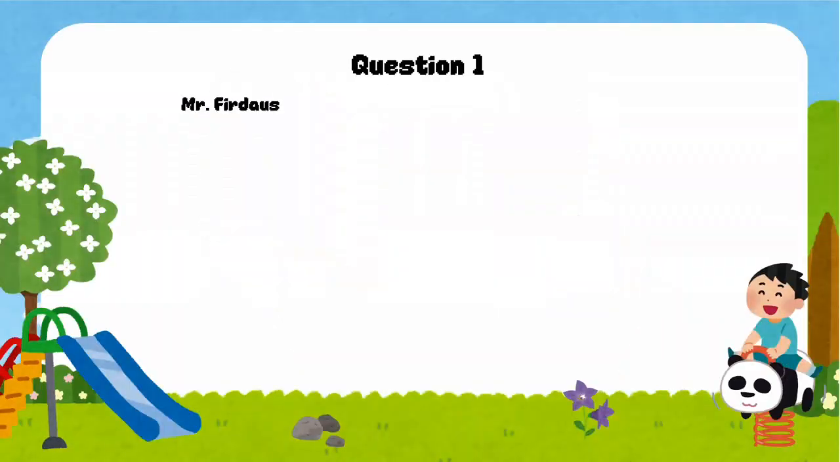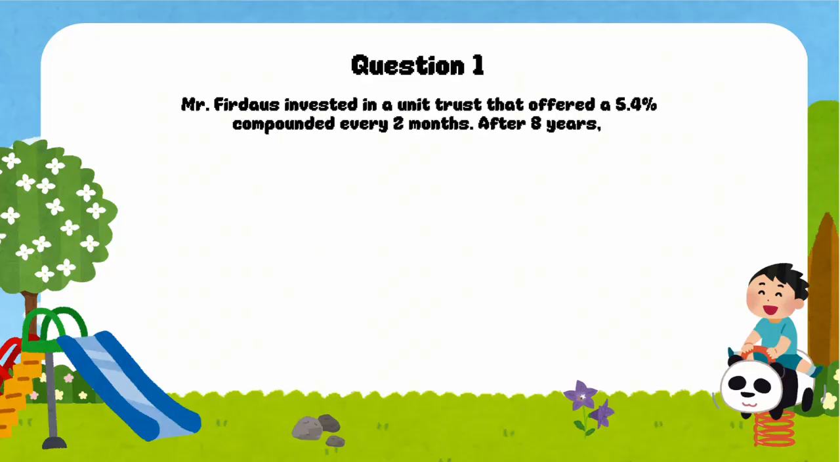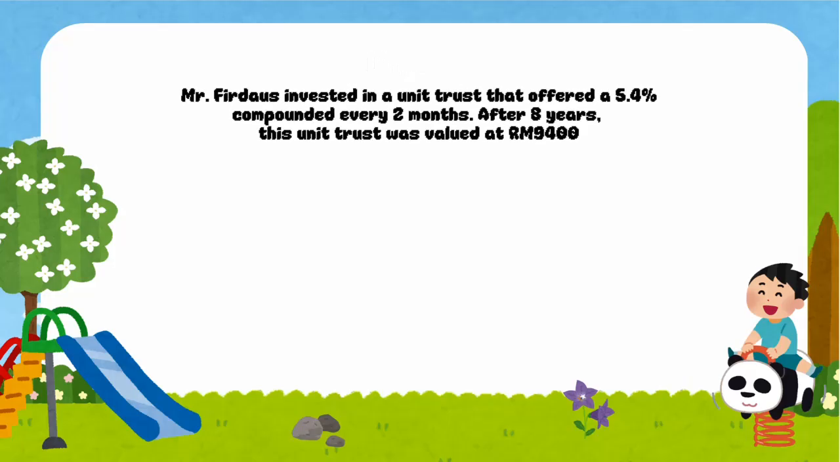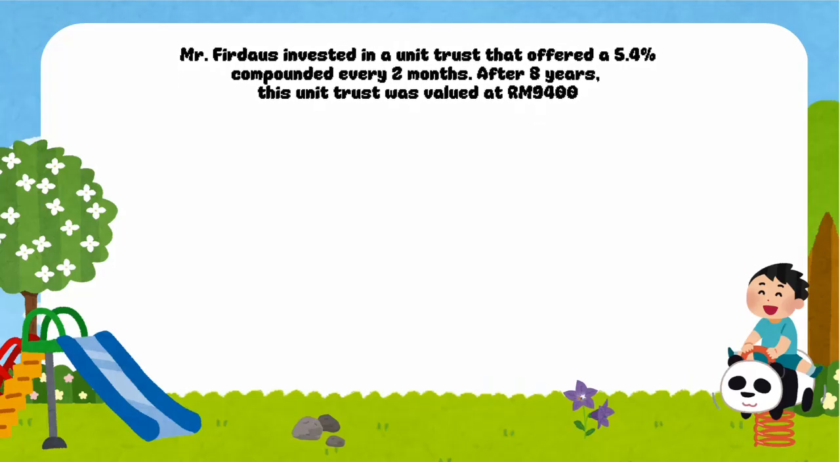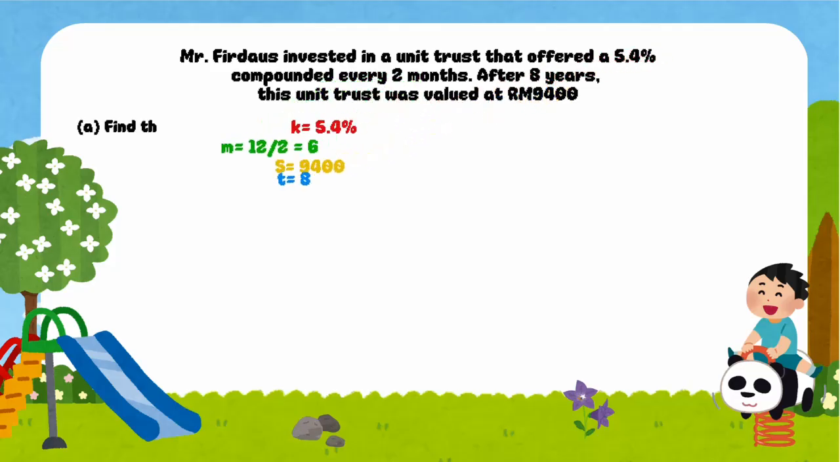Question 1. Mr. Firdaus invested in a unit trust that offered 5.4% compounded every 2 months. After 8 years, this unit trust was valued at 9,400. To solve this problem, we have to find the value of S, K, M, and T in the question.